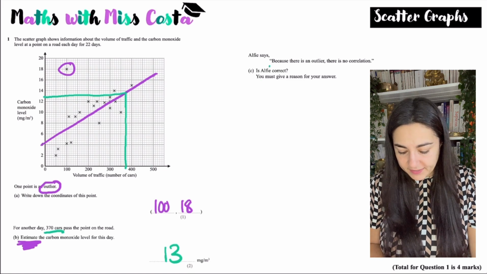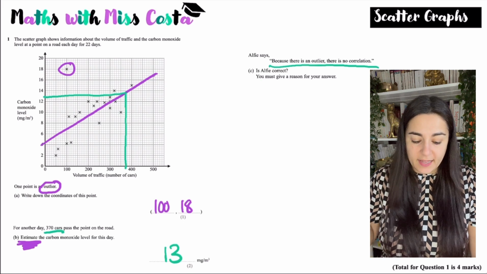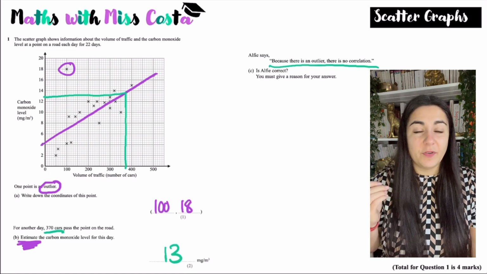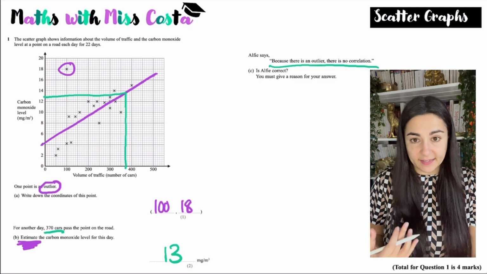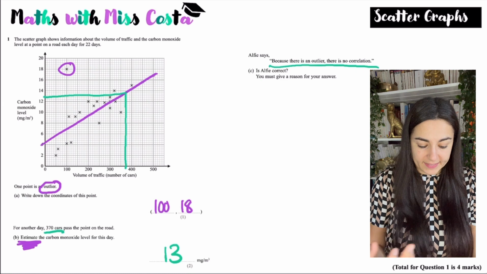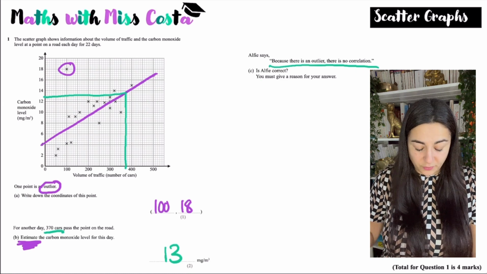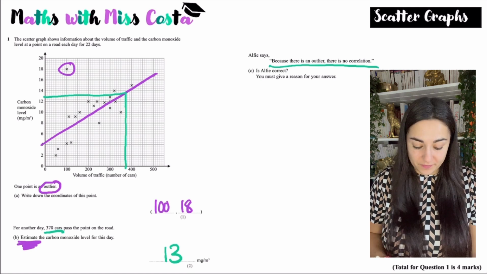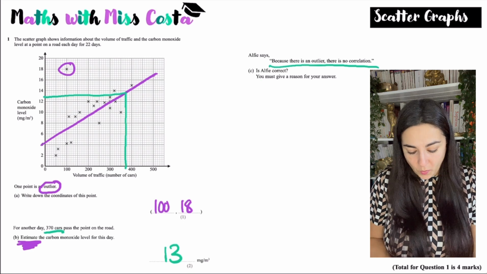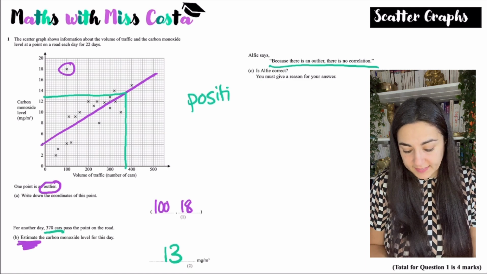Alfie says, because there is an outlier, there is no correlation. Is Alfie correct? Now, all correlation means is that there's a relationship between the X and the Y axis. In this case, the X axis is the volume of traffic and the Y axis is the carbon monoxide level. So is there a relationship between the amount of traffic and the amount of carbon monoxide in the air? Well, yeah, the larger the number of cars, the higher the level of carbon monoxide. So there's a positive correlation in this graph.